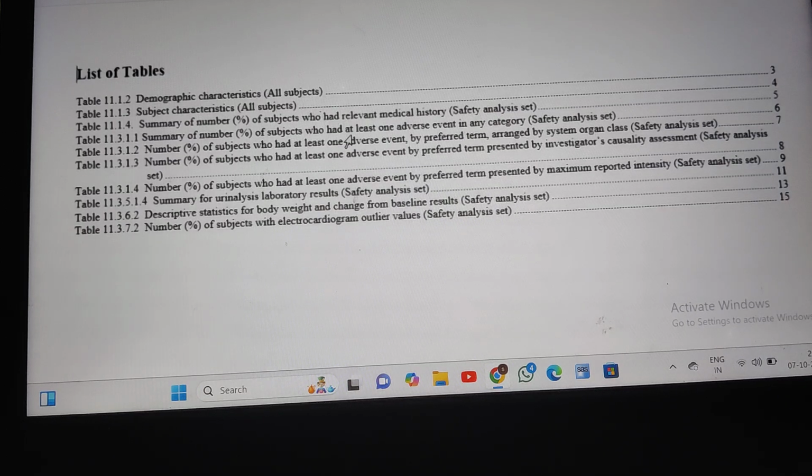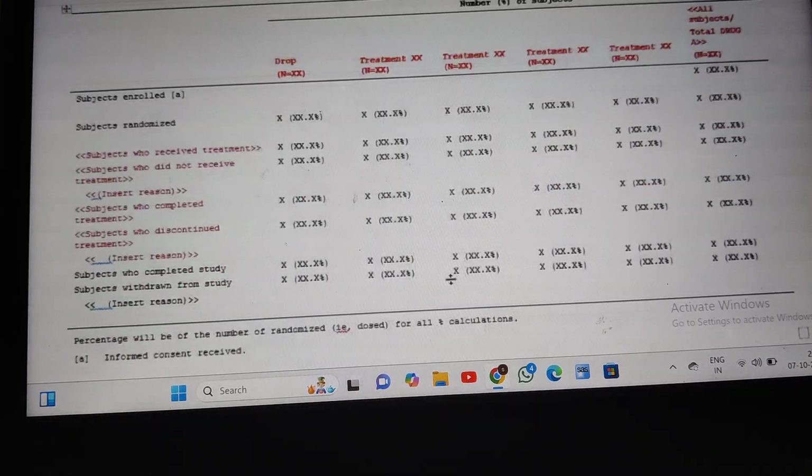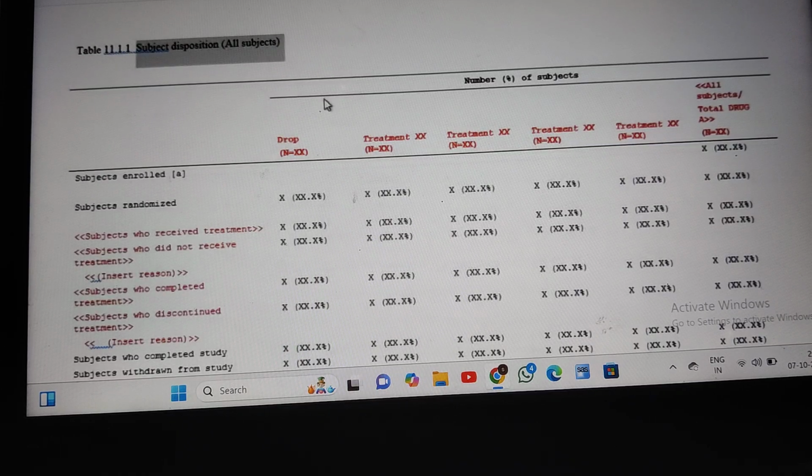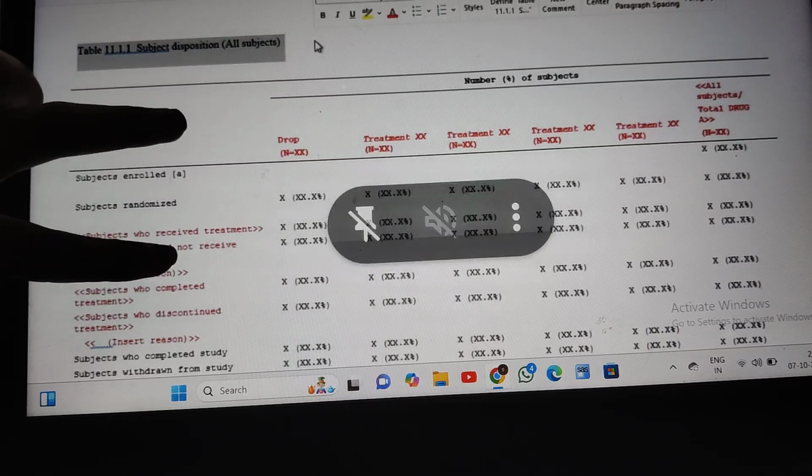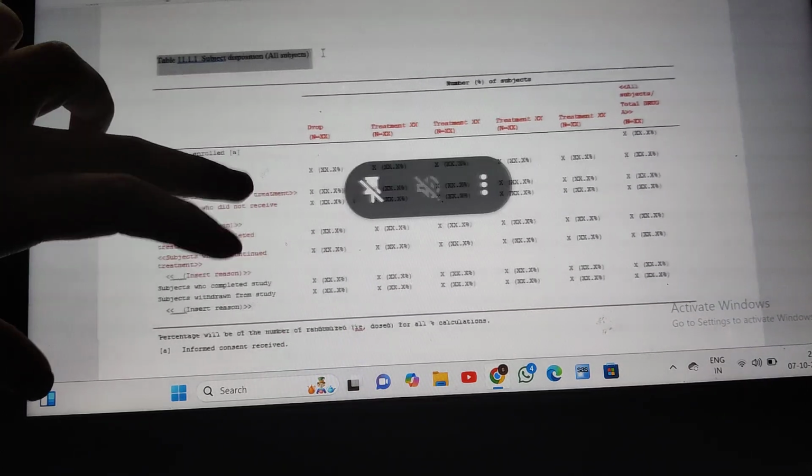If you go a little bit down, this is the subject disposition table. This is the mock shell. It means that based on the mock shell, we have to create the table based on our existing data. We will discuss that in detail. Before that, we have to understand what a TLF shell is and how it looks. If you can see, this we can call the title or header part.